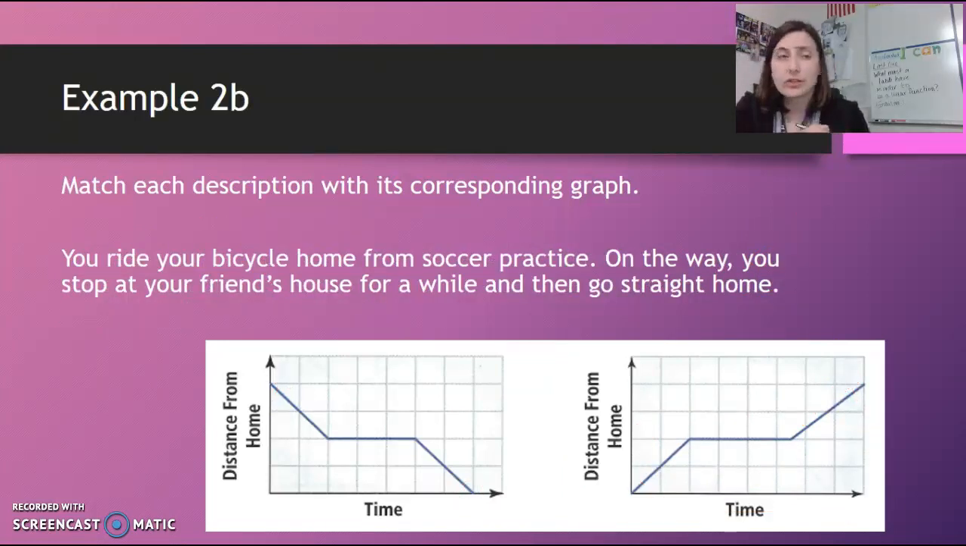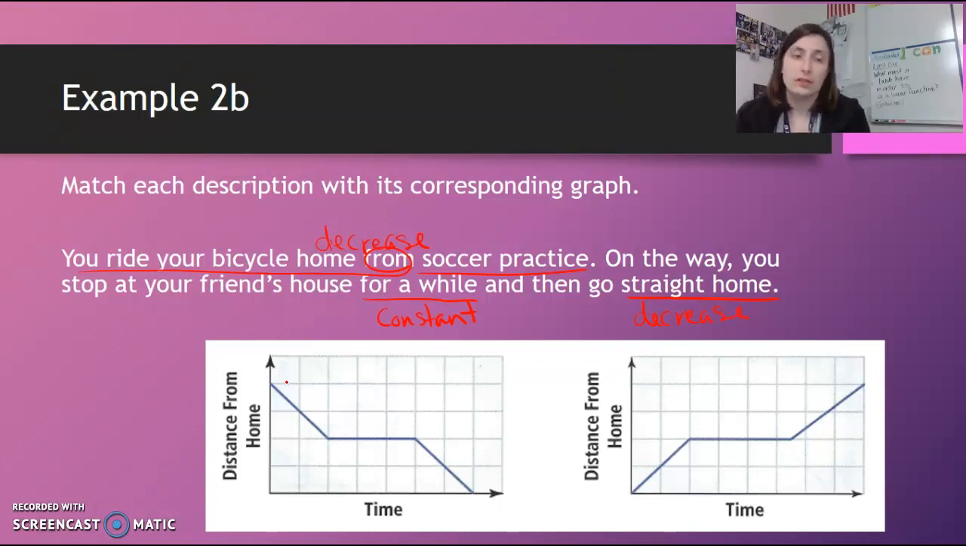So again, we're just matching that description. You ride your bicycle home from soccer practice. On the way, you stop at your friend's house for a while and then go straight home. So we have this for a while, which means that we're staying, right? So that would be constant. And then we have this go straight home, and we say that we are riding our bicycle home from soccer practice. So this means we're starting away from home and we're starting towards home. So our distance from home is going to decrease. It's going to be constant while we're at a friend's house, and then it's going to decrease more.